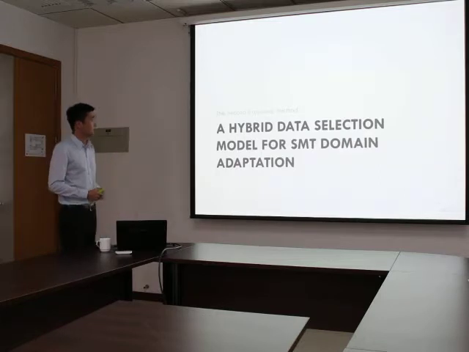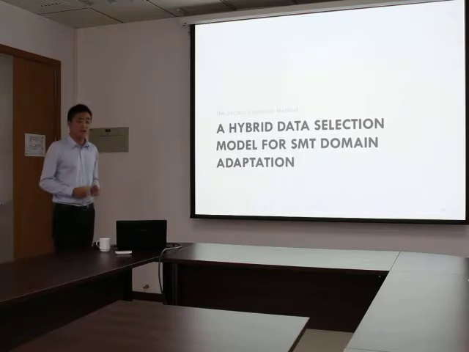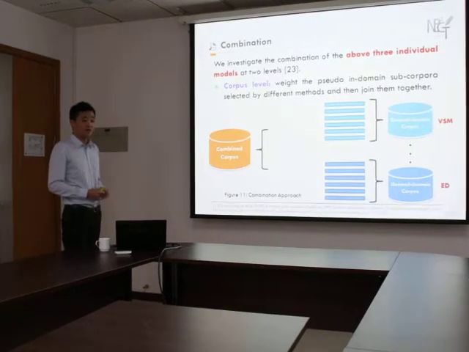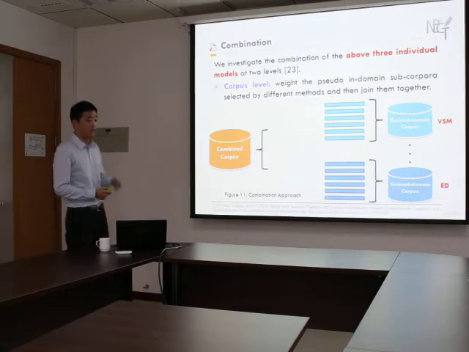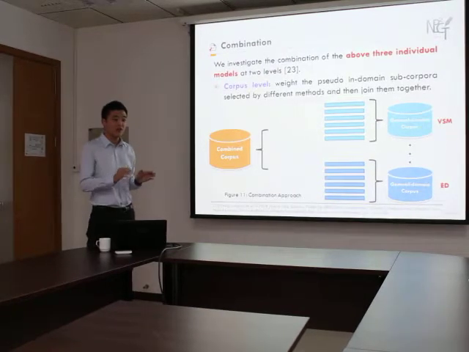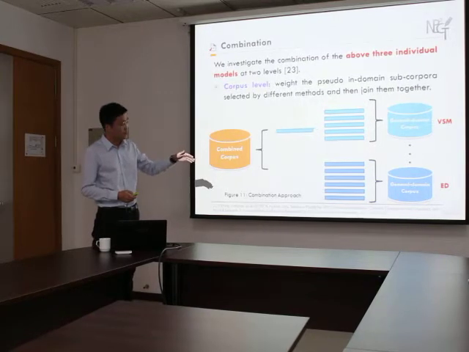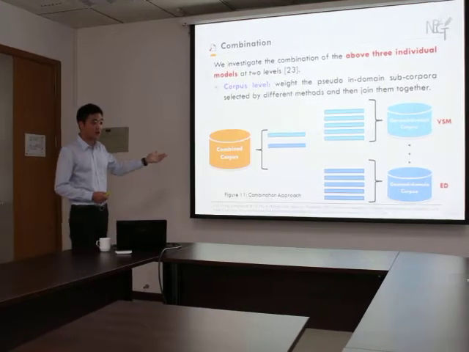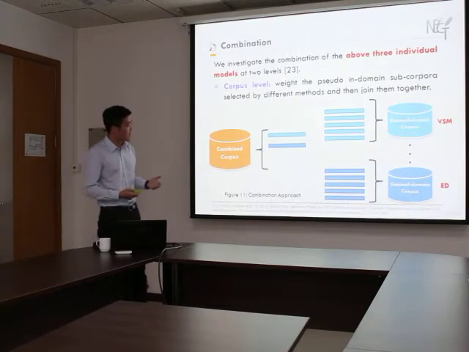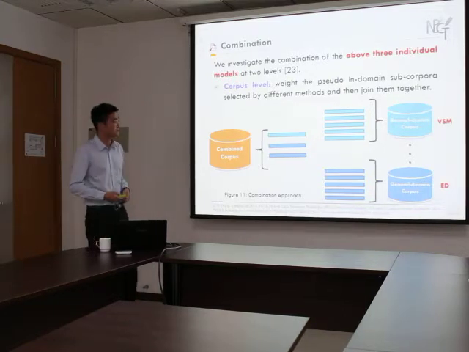Now, the second proposed method is a hybrid data selection model for SMT domain adaptation. We investigate the combination at two levels. The first is the corpus level. Now, we have several general domain corpora ranked by different similarity functions. I traverse all of them one by one into our combined corpus. And if I think one model is more important, I can increase the number of times it is included.